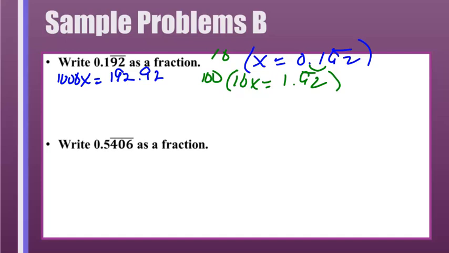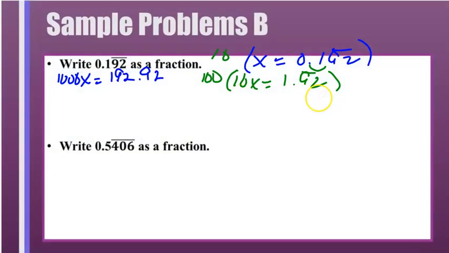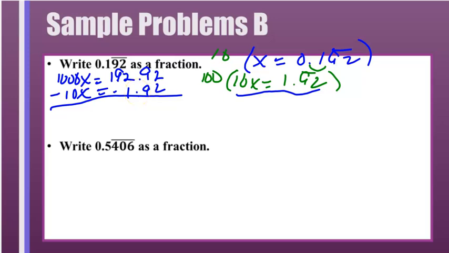So we're going to be subtracting the original problem from that, which the original is going to be this problem right here. So this is going to be the original. So we're going to be subtracting 10x equaling 1.92. So again, we just want to get rid of the repeated part. So this is going to give us 990x equaling 191.